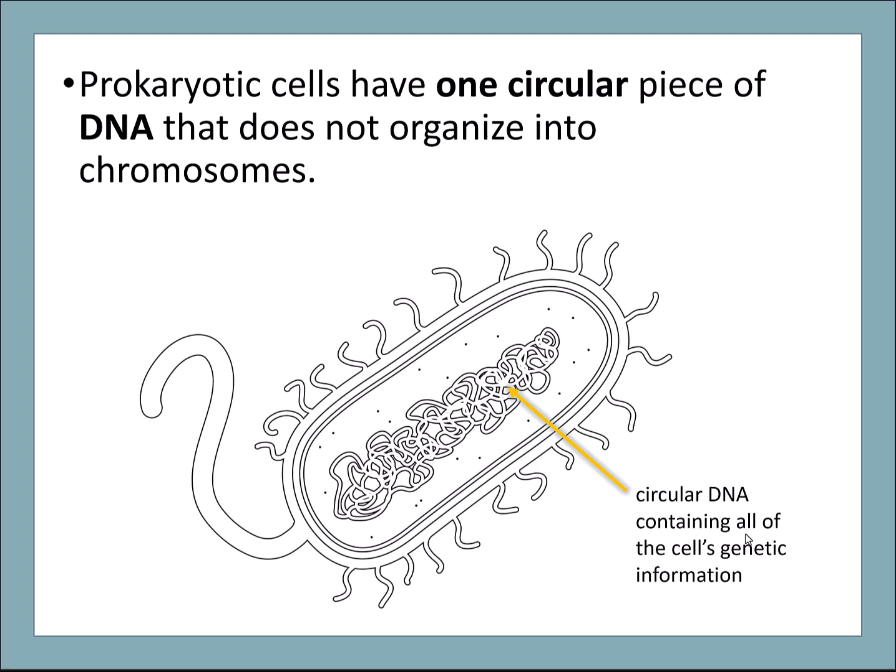Prokaryotic cells have one circular piece of DNA that does not organize into chromosomes. So this is part of the less complex structure of a prokaryotic cell. It doesn't have the histones, it doesn't form chromosomes, it just keeps those long strands of DNA, and it's really just one big circular piece.